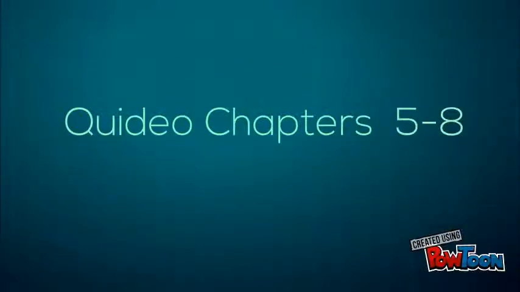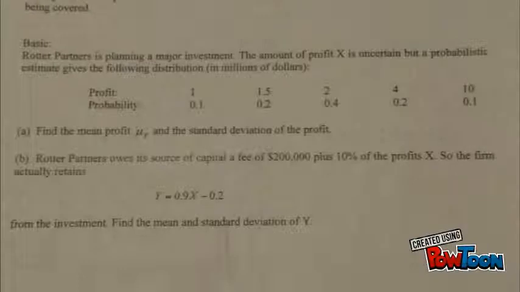Alright, Quideo chapters 5 through 8, and this is going to be for the basic question. For the basic question, you are given a set of values of which the profit and the probability of router partner's major investment. And for part A, you are to find the mean profit and the standard deviation of the profit.